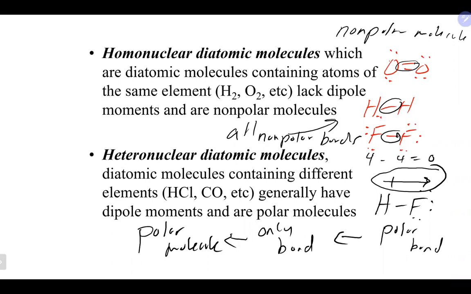If that bond is polar, then the whole thing is going to be a polar molecule. And if that one bond is non-polar, then the whole thing would be non-polar. Now, if everything was that easy, it would be great, but it is not, of course. So when we get into molecules that have 3 or more atoms, you have to look at a couple of things.